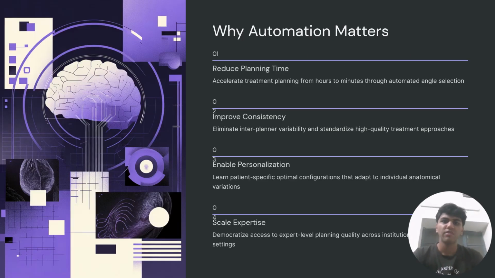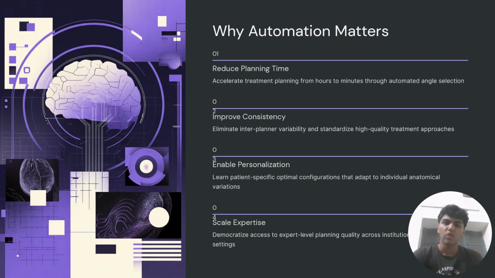This slide highlights why automation in radiotherapy planning is important. Manual beam angle selection can take hours and relies heavily on planner experience. With deep reinforcement learning, we can cut that planning time dramatically, potentially down to minutes, enabling faster workflows and making adaptive radiotherapy much more feasible.